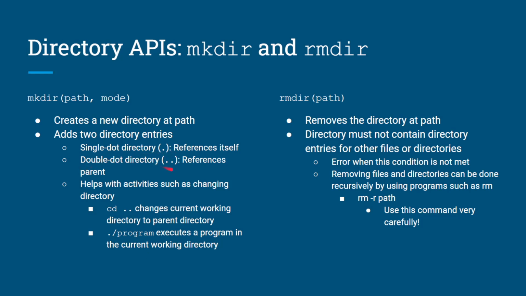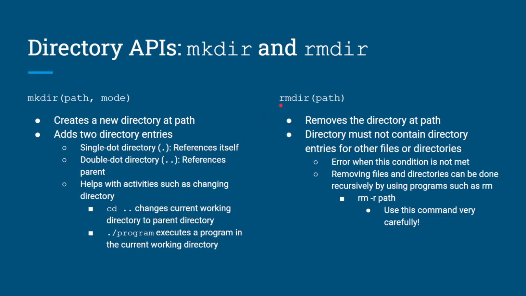The double dot directory is also added to a subdirectory when it's created. The double dot directory refers to the inode of the parent. We use these two to help us do things such as if we want to change to the parent directory, if we want to basically make our current working directory the parent directory, we can type cd .. and it will change to the parent directory. If we want to run a program within the current working directory, all we need to do is specify the dot directory slash and the executable program name, and that program will be executed.